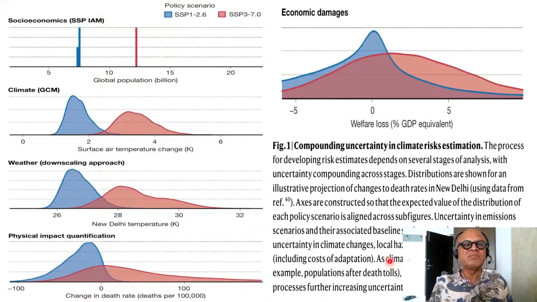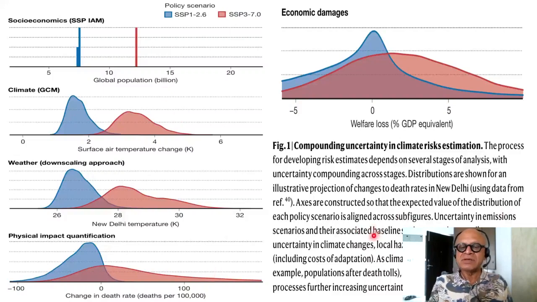To look at a bit more detail, we are here looking at compounding uncertainty in climate risk estimation. So the process for developing risk estimates depends on several stages of analysis, with uncertainty compounding across stages. Distributions are shown here for an illustrative projection of changes to death rates in New Delhi. Axes are constructed so that the expected value of the distributions of each scenario is aligned across subfigures.